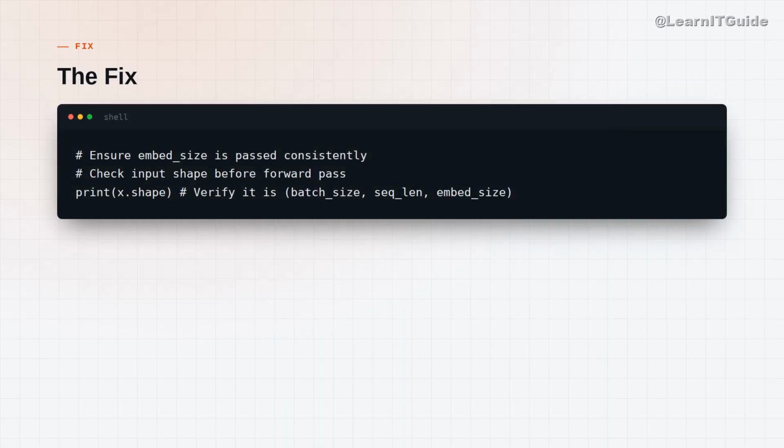The fix is simple. You have to print the shape of your input tensor right before the linear layer. If it is not what you expect, check your previous layer. Use the print statement to debug the tensor dimensions at every step of the forward pass. This will save you hours of debugging.